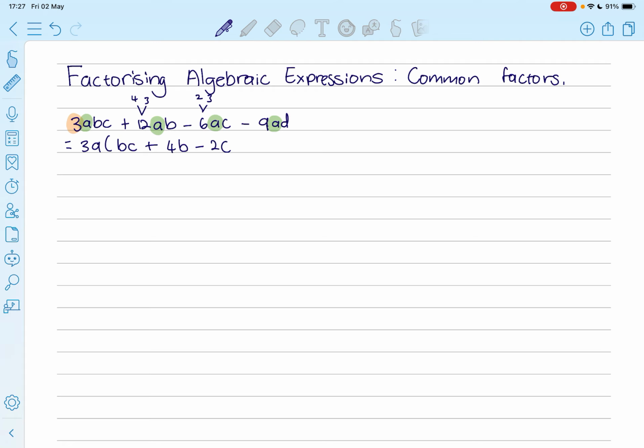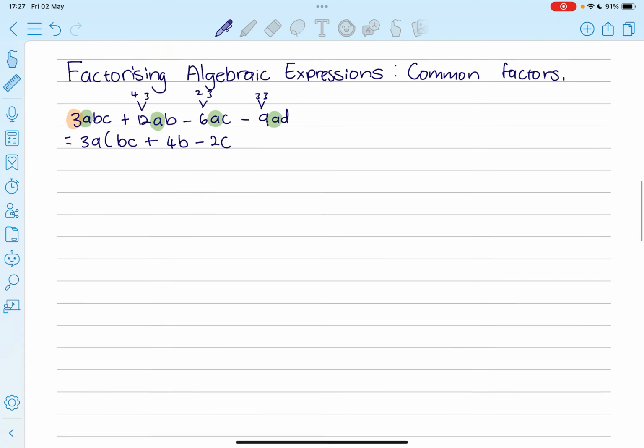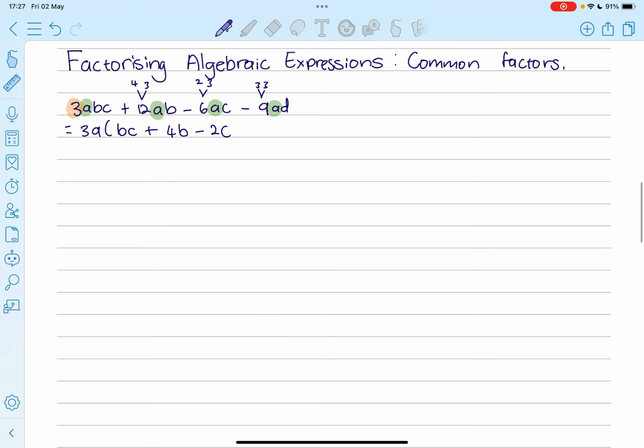And then in the last one, 9 is made up of 3 multiplied by 3. So if we take out 3, we are left with 3. And a is taken out too, so all that's left is d. So that is then what is left behind. And there's nothing that is common in all of these terms that are left behind. So this is then just the final answer.